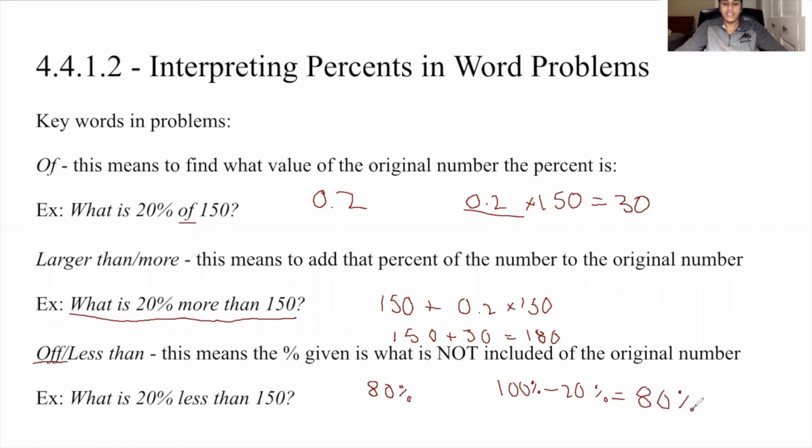You subtract to find out what percent of the number you're going to have instead of what percent less than the number you're going to have. And then you just do what you do if you had a problem saying, what's 80% of 150? So I take 0.8, which is 80% in decimal form, and multiply it by 150. And in this case, that gets me 120.